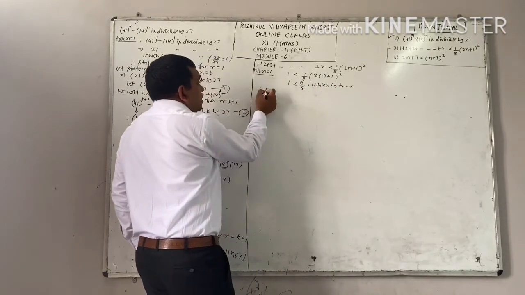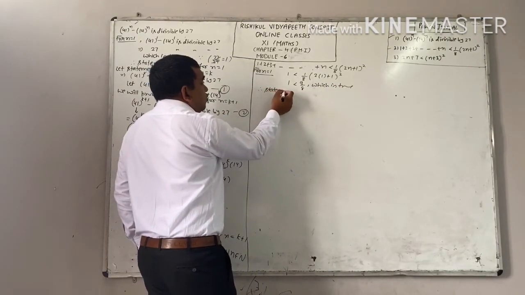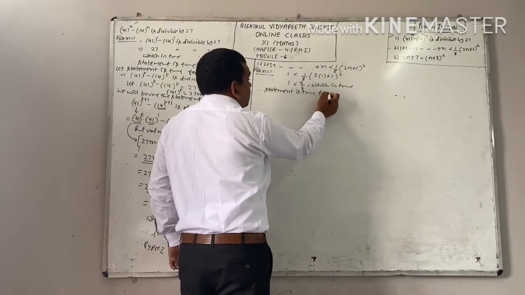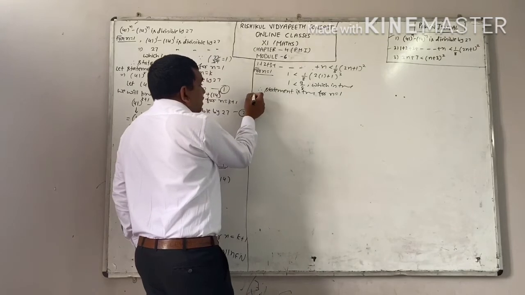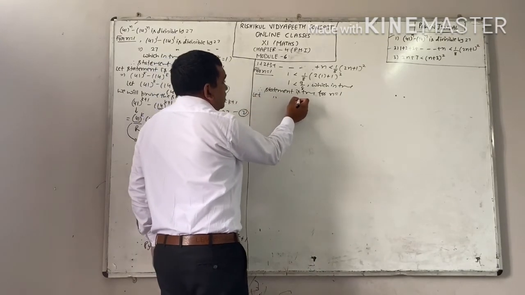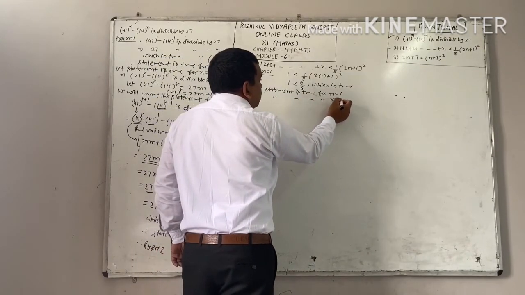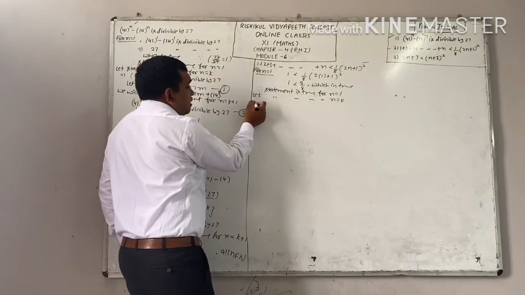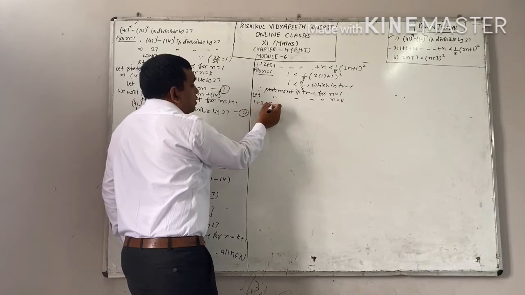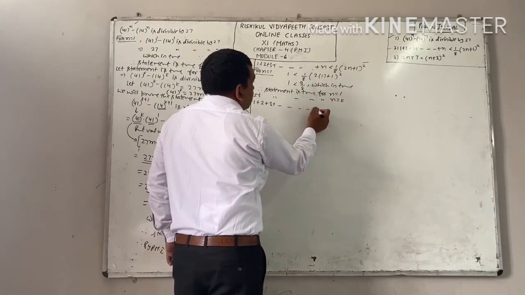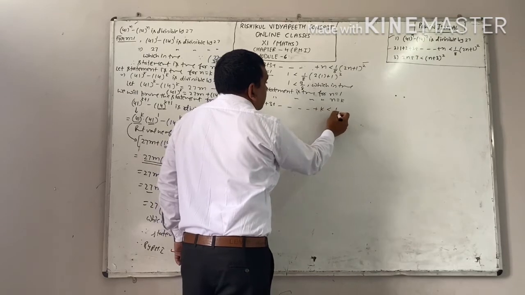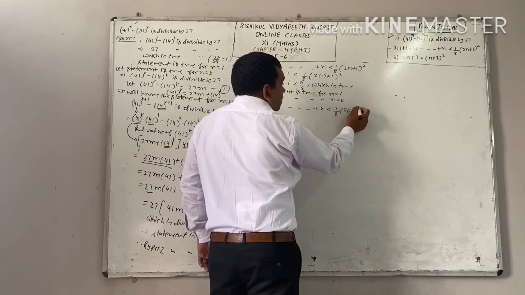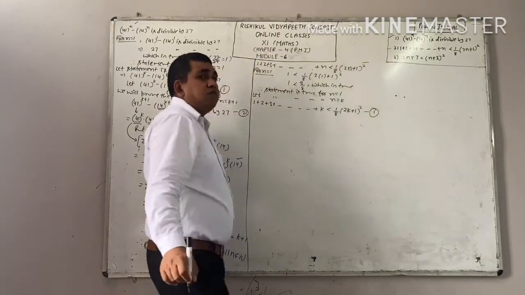Therefore, statement is true for n equal to 1. Second step, let statement is true for n equal to k. Therefore, you will put n equal to k in the given statement. You will get 1 plus 2 plus 3 plus up to so on k less than 1 by 8 into 2k plus 1 whole square. So this is equation number 1.